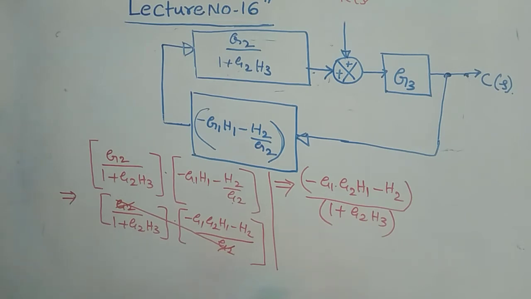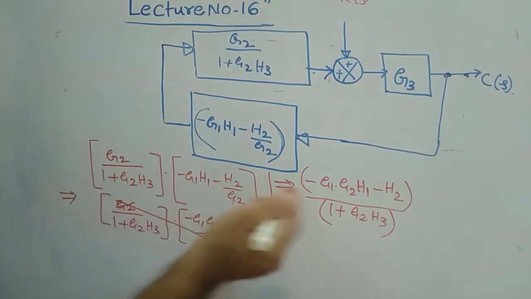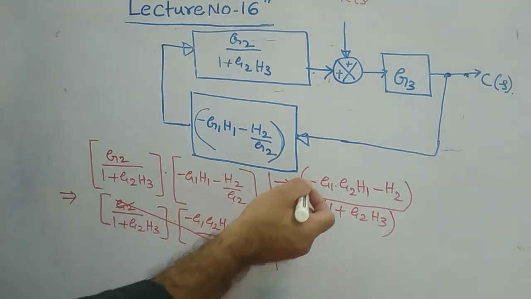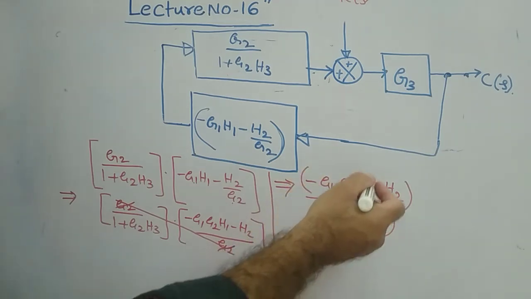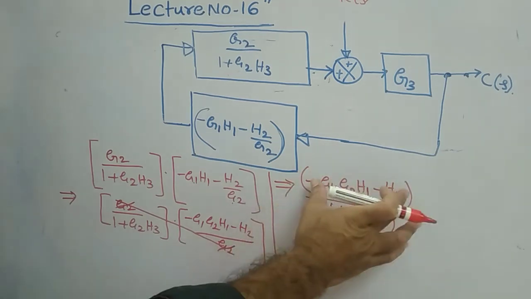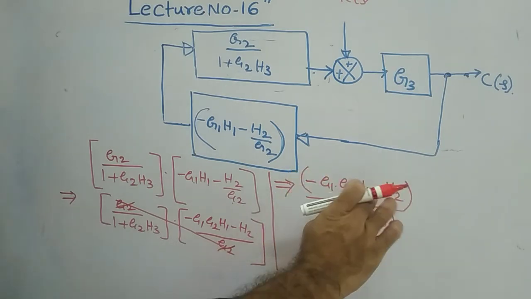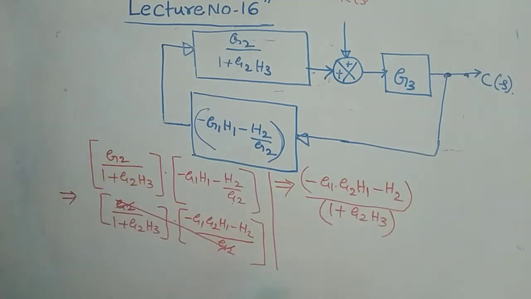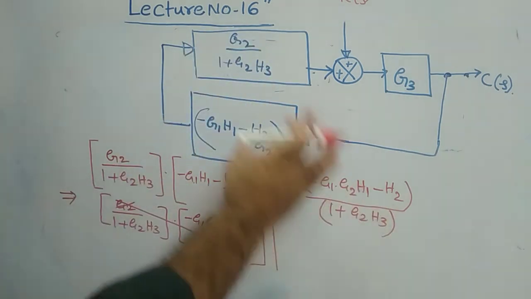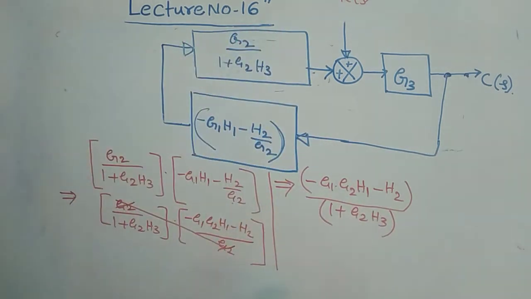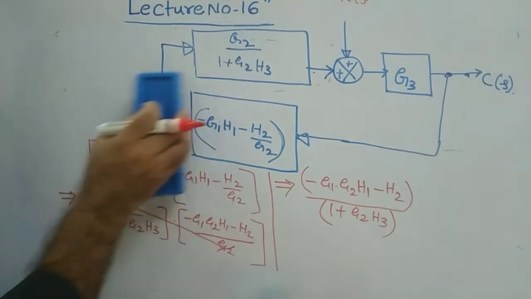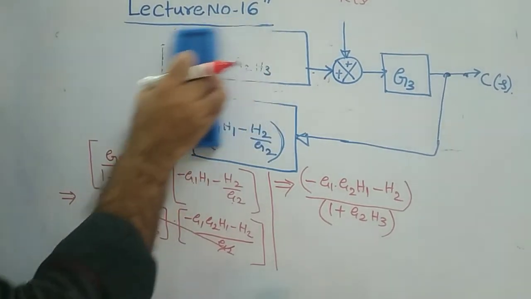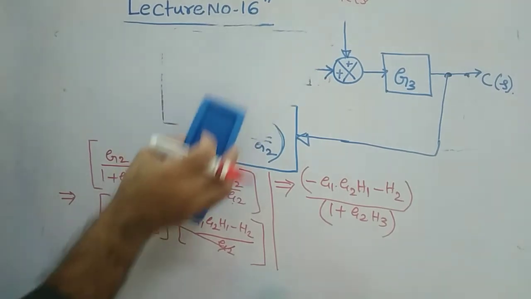So this is your answer, or simply you can write minus, taking minus as common, then in bracket G1 G2 H1 plus H2, and then you put one bracket here, then you write plus here, and this will be there. Therefore, this is your total product here. Then how can it be represented finally? So this particular block diagram can be represented like this. Now see carefully.